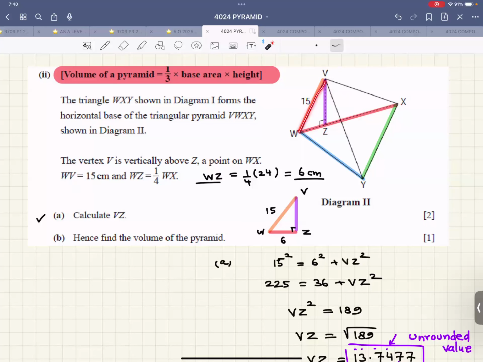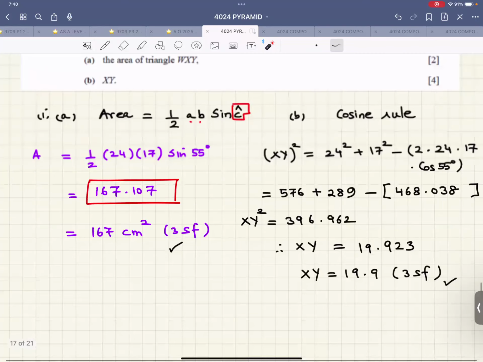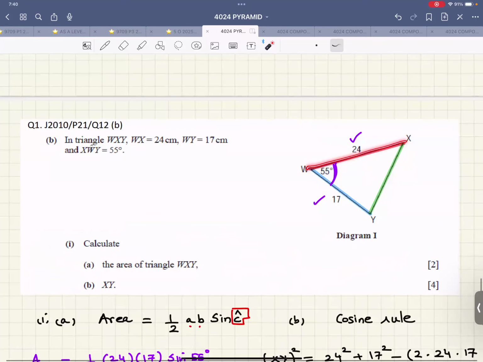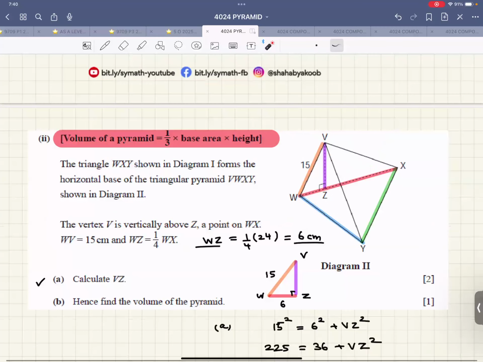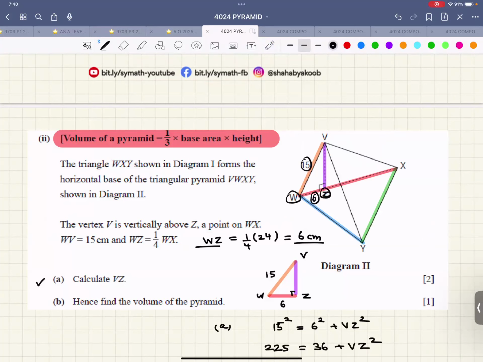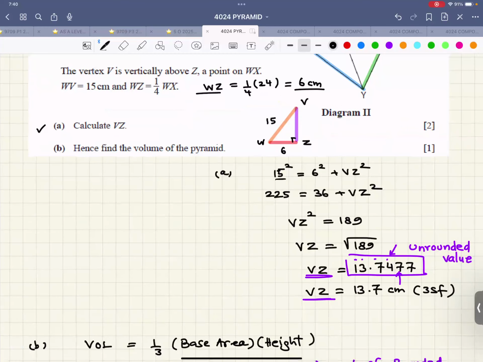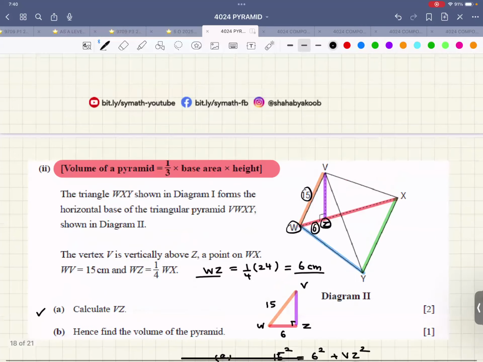WV is 15. WZ is 1/4 of WX. Do we have WX? I think we had it. WX is 24. 1/4 of 24 is 6. So WZ is 6 right over here. So we have 15, we have 6, and we can find VZ. 15 squared, 6 squared, VZ squared, VZ comes out to be √189.